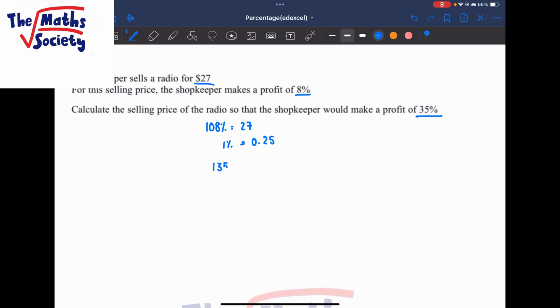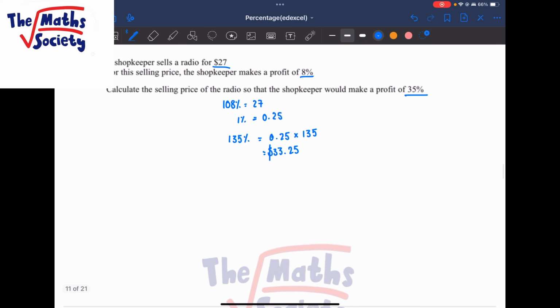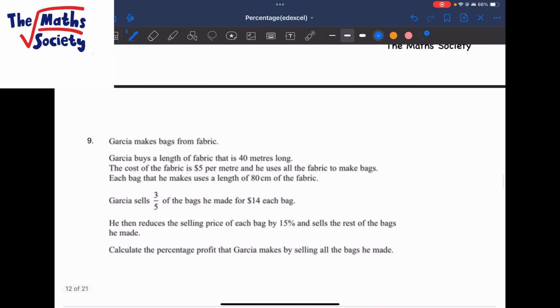So it will be like 35% profit. So that would be 33.75. So we know that, I'll just write this for you, 0.25 multiply 135. So that will end up with 33.75. So that's the selling price of the radio so that the profit will be 35%. Okay, so now let's move on to the next question.